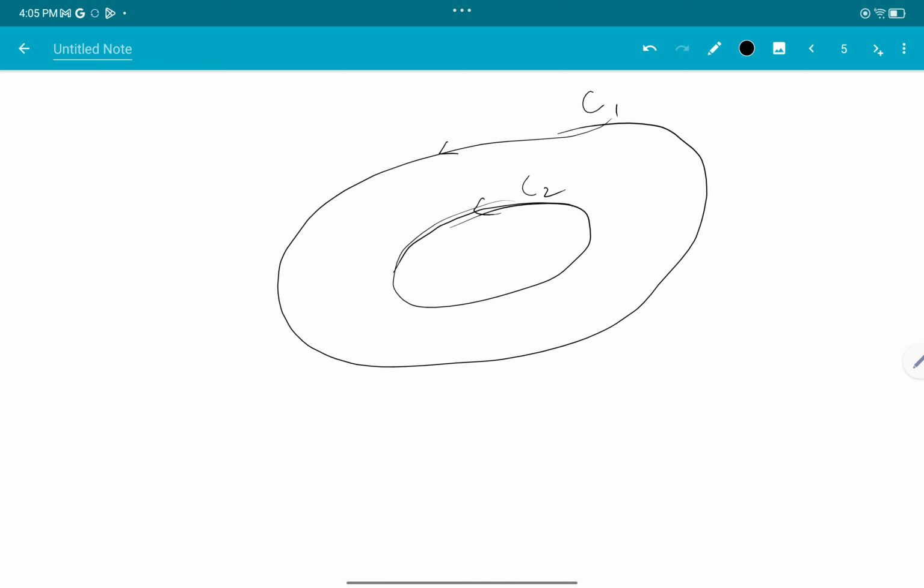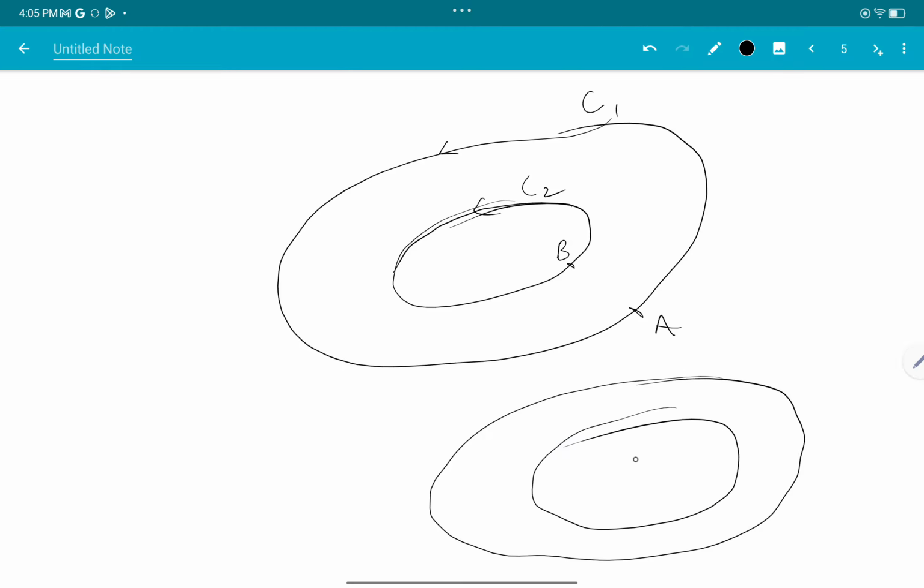Suppose I choose two points on these two paths: one is B here, and A here. Then I break these and first keep this diagram below, because it will help you see what they were at the start. Let us make a fresh diagram here. This is C2, this is C1.